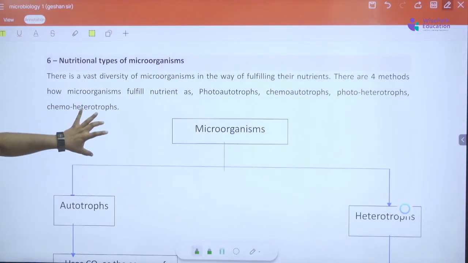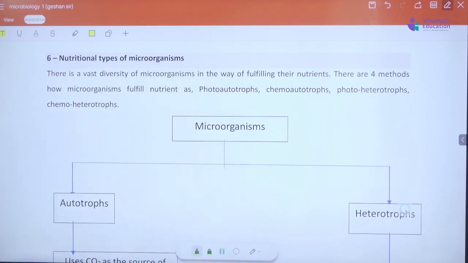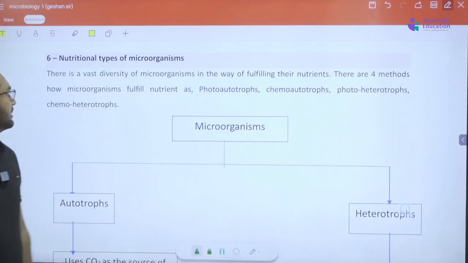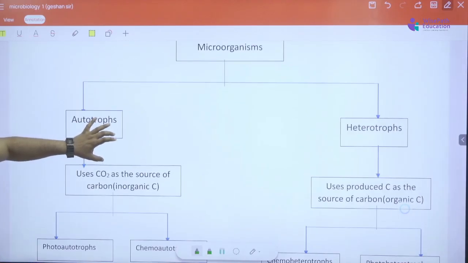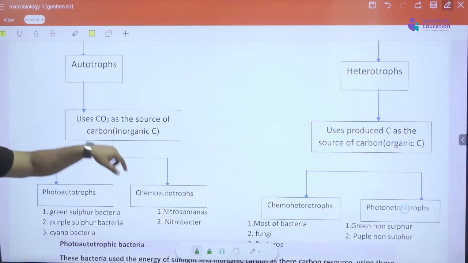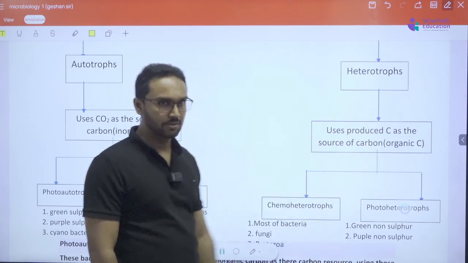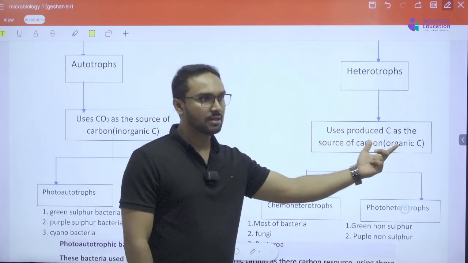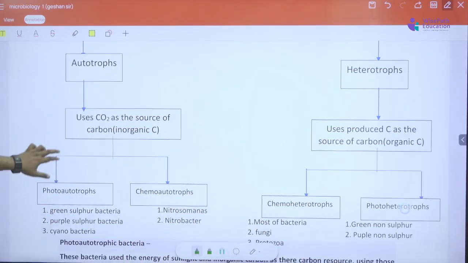Right, listen. So how many nutritional types are there? There are four nutritional types. Come back to the theory. There is a vast diversity of microorganisms in the way of fulfilling their nutrition. There are four methods: photoautotrophs, chemoautotrophs, photoheterotrophs and chemoheterotrophs. Microorganisms can be divided into two, autotrophs and heterotrophs. Autotrophs use carbon dioxide as their carbon resource, and heterotrophs use organic carbon as their carbon resource. Autotrophs can be divided into photoautotrophs and chemoautotrophs, and heterotrophs into chemoheterotrophs and photoheterotrophs. The examples are even given there.